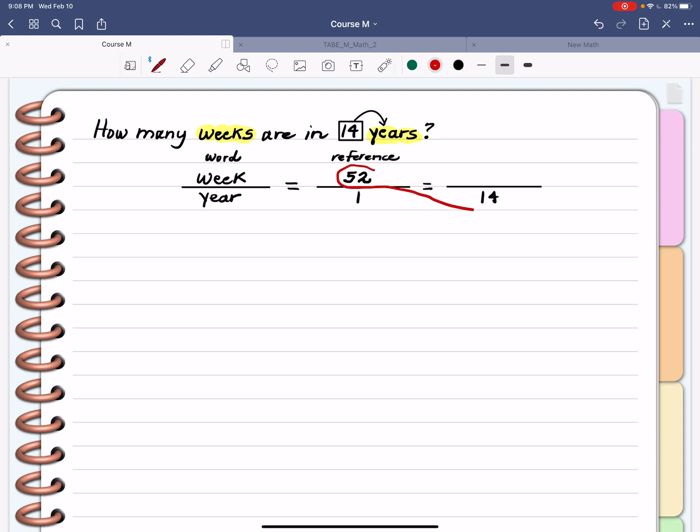So the peanut goes around the 52 and the 14, and you always multiply a peanut. And I am not even going to attempt this in my head because we know how that would end up. 52 times 14. Let me get my calculator handy here. 52 times 14 equals 728. But remember, you have to divide that by what's not in the peanut. And in this case, it's a 1. It won't always be a 1. So the answer to this one is 728. There are 728 weeks in 14 years.